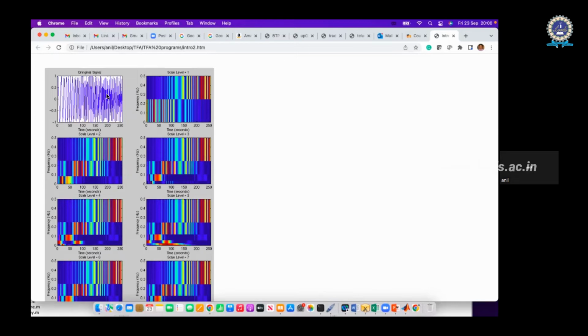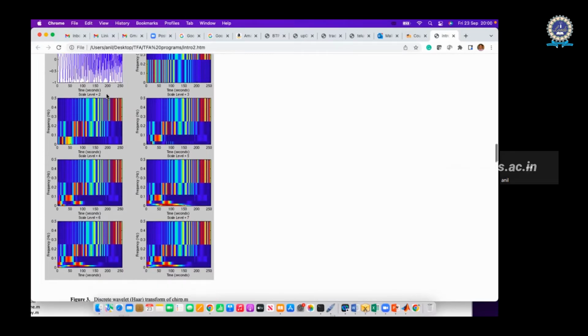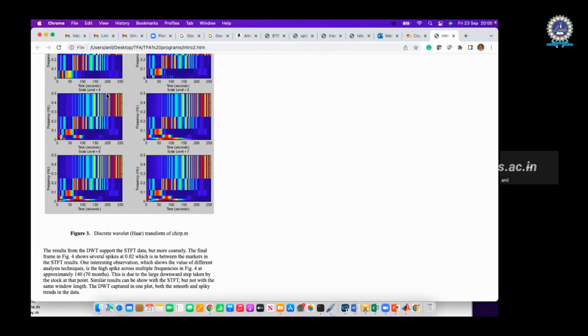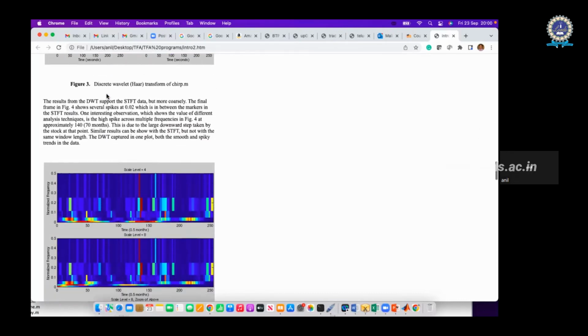Because current machine learning models are not asking for your features. I don't need wavelet features. I don't need STFT features. I can directly handle the speech data, or I can directly handle the image data. Okay, so that is the trend going on. But at the same time, it is better to know the signal processing approach also.